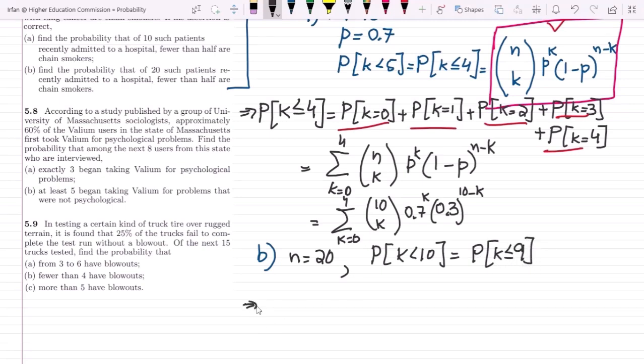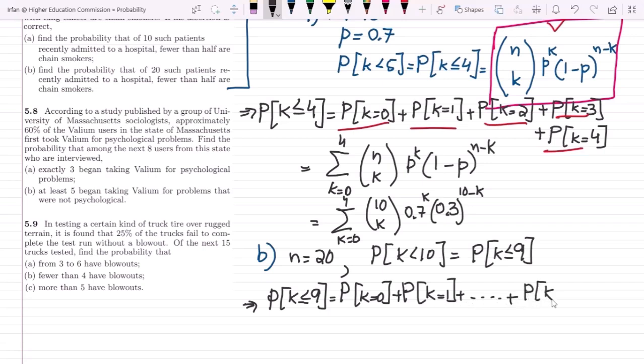In order to find it out, again we will have the probability that k is less than or equal to 9. So this would be k equal to 0 plus k equal to 1, up to what? Up to the probability that k equal to 9. Again using the same formula for k equal to 0 up to 9, here we will have n choose k, so n is 20. This is k now.